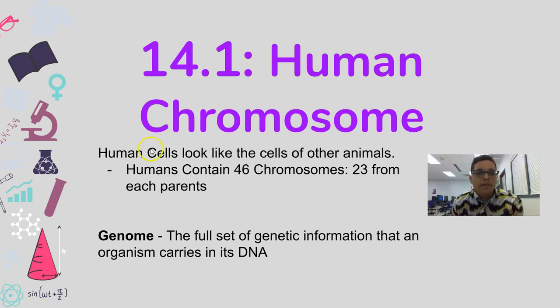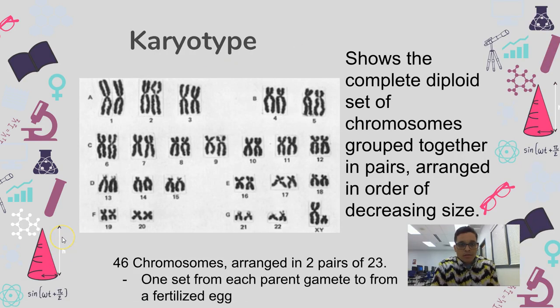Human cells look like the cells of other animals, and we know that because humans are just animals, and they contain 46 chromosomes, and that's 23 from each parent. And we talked about that last chapter with meiosis, and so what a genome is, it's just the full set of genetic information that an organism carries in its DNA, and we'll talk about that a little bit in the last section. This was in the last Cornell Note video, I think.